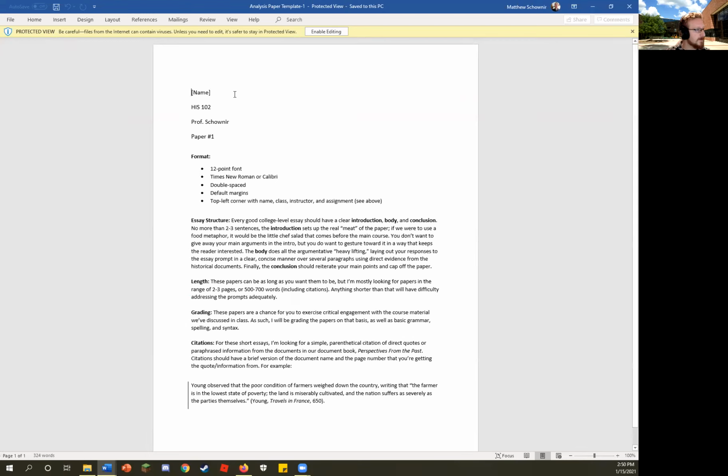We are looking for, top left-hand corner, name, the class, Professor Schoner, the instructor, and then paper number 1 or whatever paper it is. In this case, it's paper number 1 for what you're doing for the end of week 2. You've got some format guidelines, 12-point font. I'd like it either Times New Roman or Calibri, which is the default for Microsoft Word. Double space, default margins, just don't mess with the margins, but definitely double space it out. And then all the good stuff that you see up here. That every analysis paper we do throughout the semester should follow the same format. Okay, regardless of the topic that you're writing about.